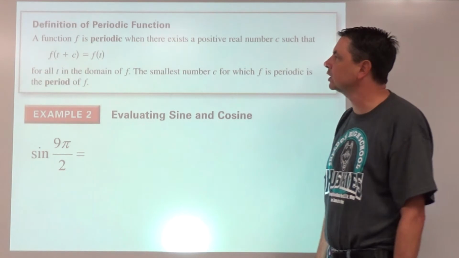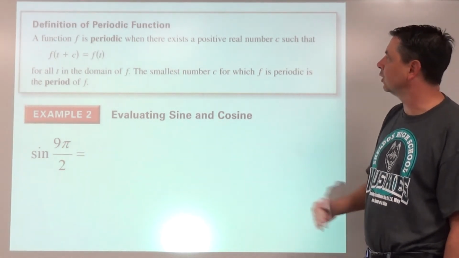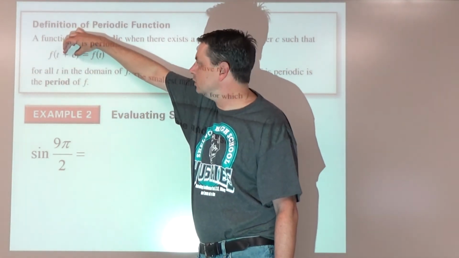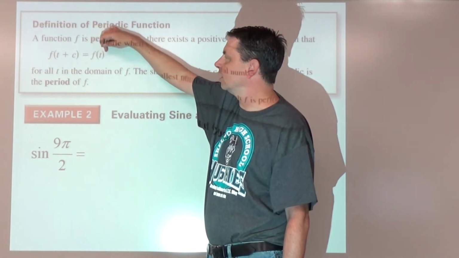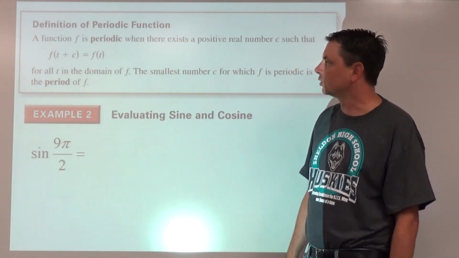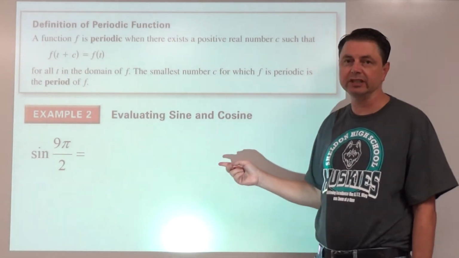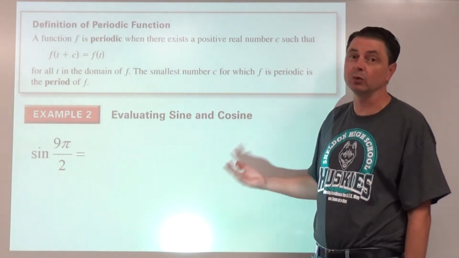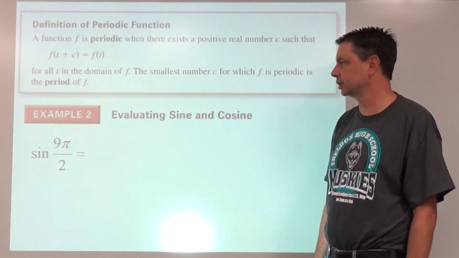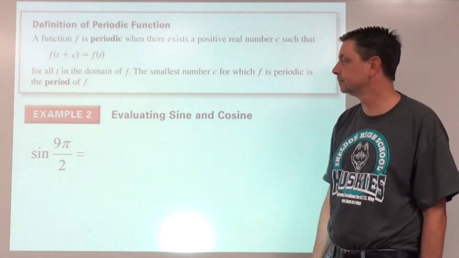Definition of a periodic function. A function is periodic when there exists a positive real number c that always works, such that f of t plus c is the same as f of t itself, for all t in the domain of f. And the smallest possible number c, because there could be more than one, is considered to be the period of the function. It just means it's going to repeat itself, predictably.